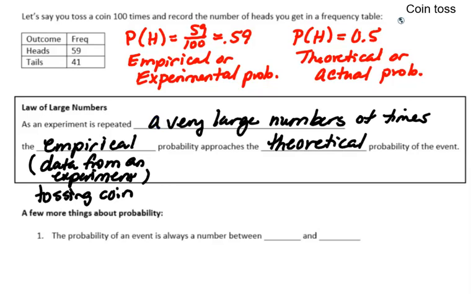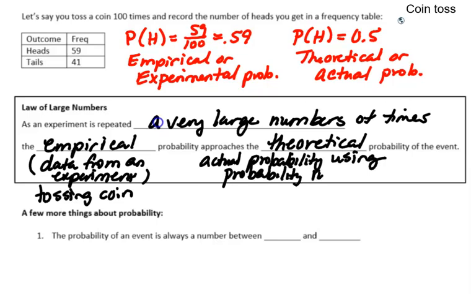And the theoretical probability is the actual probability using probability rules and theory, and maybe even a little bit of common sense. I know that the probability of heads is equal to 0.5. I just know if it's a fair coin, it should be equally likely to be heads or tails.